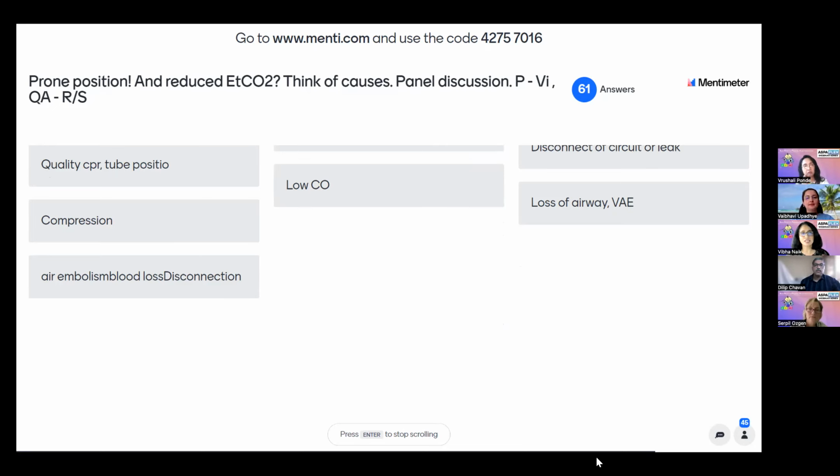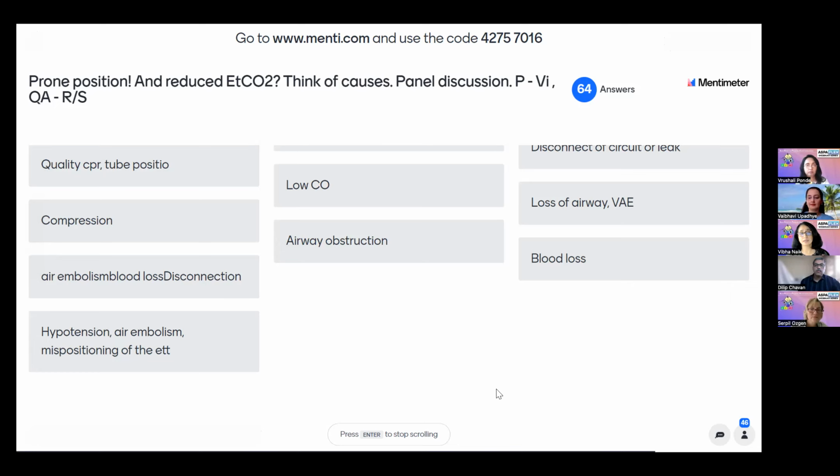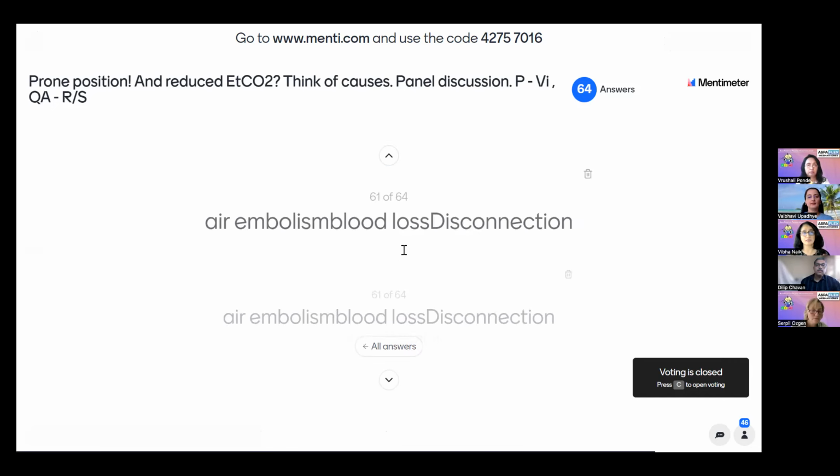So I think some of the causes that people have entered, like low cardiac output, bleeding, hypovolemia, even air embolism as an obstructive shock, are all along with reduced blood pressure. But what if the blood pressure is maintained and the EtCO2 drops? Here you need to focus on causes related to the respiratory system and equipment errors.